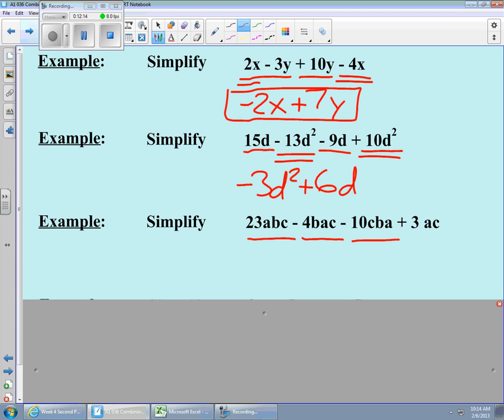Right off the bat, the lead term, we have 23 ABCs. We have negative 4 of them. Then we have negative 10 of them. Let's see if we can figure out how many we got. 23 and negative 4, how much is that? That's 19. And then you take away 10 more. So positive 19 and a negative 10. 19 minus 10, there are 9 ABCs. Exactly.